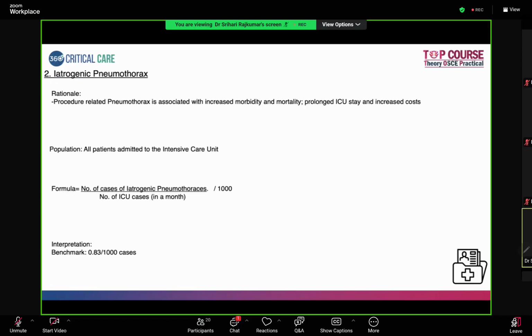So the formula for this is pretty straightforward. It is the number of cases of iatrogenic pneumothorax by the number of ICU cases in a month. And usually they take it per thousand cases. So whether per thousand, per hundred, or per 10,000, there is no standard value per se. Since we are following the ISCCM indicators, we go with the same pattern just to make it more uniform. So the benchmark they say is it should be around 0.83 per thousand cases. If it is more than that, then it is a serious problem in our ICUs, which we need to look into.